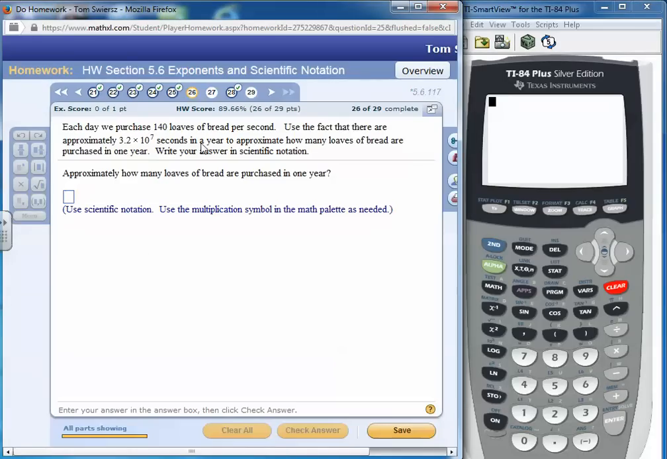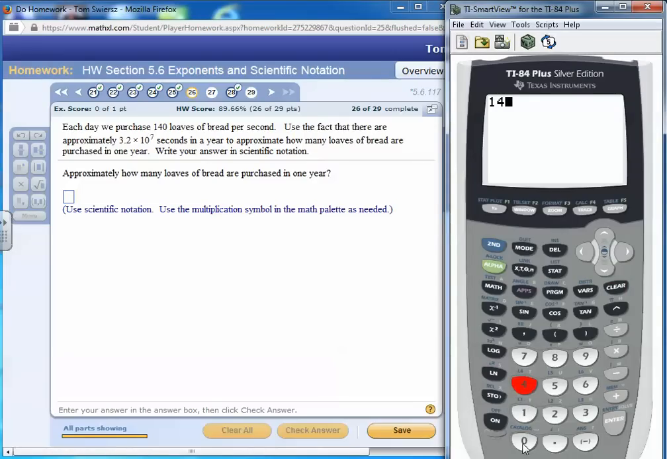Again, if we purchased 140 loaves per second, then in 2 seconds it would be 140 times 2. In 3 seconds it would be 140 times 3. Well, in 1 year, we have this many seconds, right? 3.2 times 10 to the 7. So again, we're going to multiply. You can just put the numbers as is in the calculator. You don't have to put 140 in scientific notation.